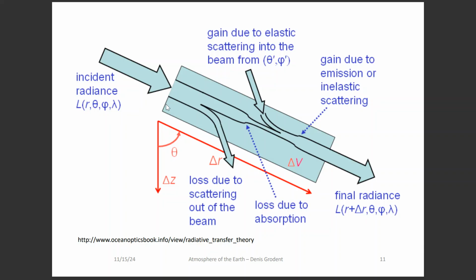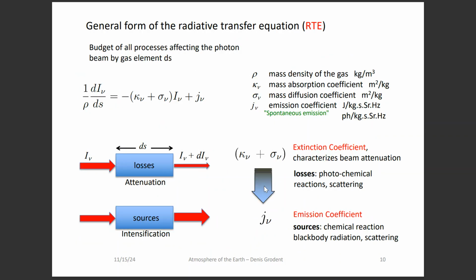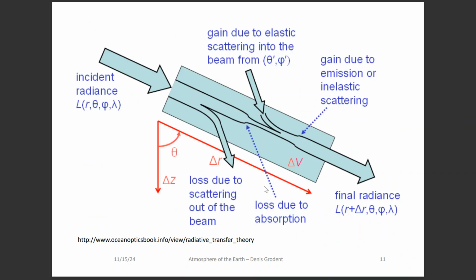So this is a schematic view. We can have gains from the scattering of other photons in another gas element, so it is counted positively. We have a loss due to the scattering coefficient sigma. We can have a loss due to absorption, the absorption coefficient, and we will see that absorption dominates in the infrared range, while we have seen that scattering dominates in the short wavelength range. And we can have a gain due to emission or inelastic scattering.